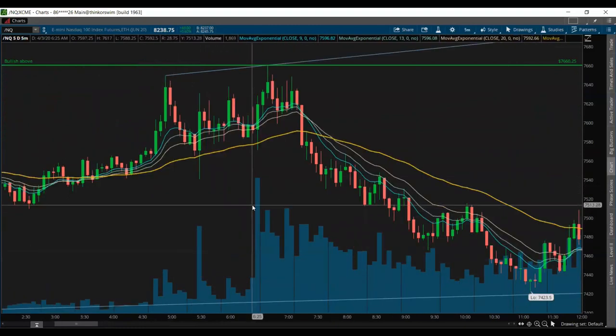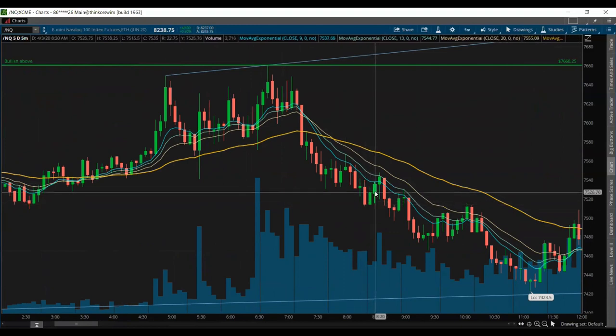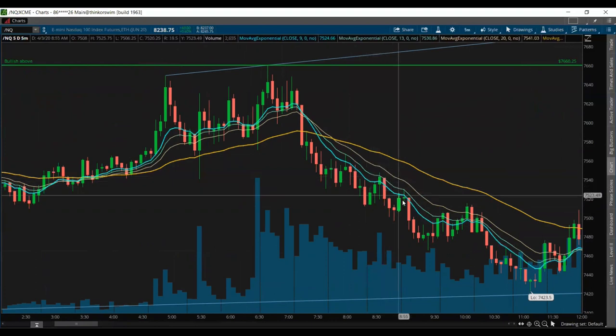First target took about 30 minutes. That's the European close. European close usually has a bounce against the trend, which is now down. So we bounced up, then we continued the short lower.